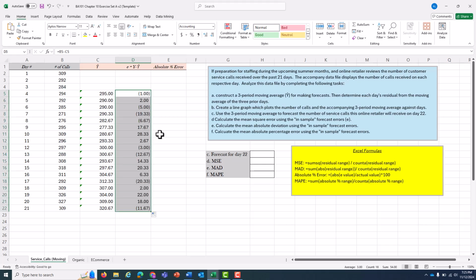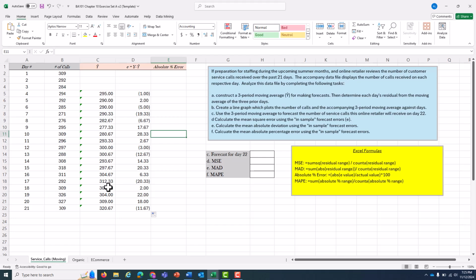Filling that in all the way down the line, and we get the residual for each and every day that we had: how many calls we were off from the amount that we had predicted. And I know you can't get 2/3 or 1/3 of a call. Don't worry about it. You'll be fine.